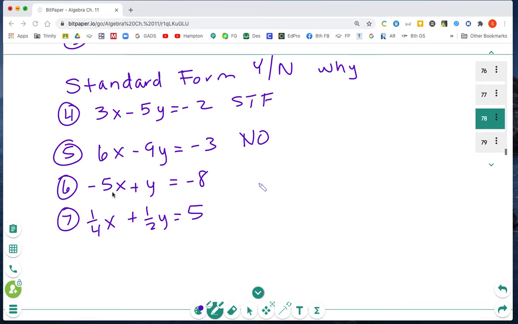Is the x term positive and first? It's first, but it's not positive. So it's not in standard form. Is the x term first? Yes. Is it positive? Yes. Is it an integer? No. So it is not in standard form. So this is not an integer. This is not positive. And this is not greatest common factor 1.